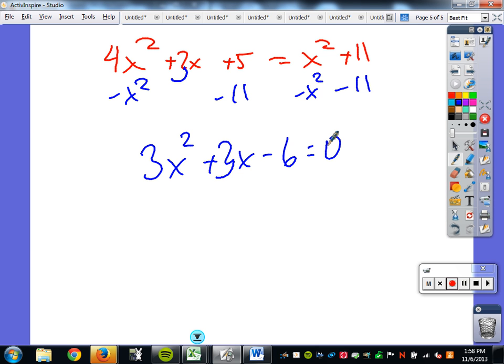What's the number we're going to multiply to? 3 times negative 6 is what? Negative 18. Anybody have a question there? Factors of 18 are?